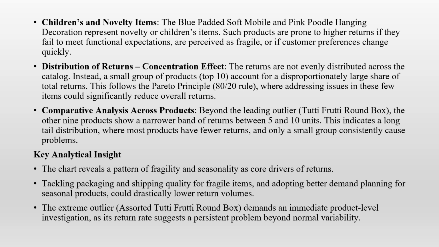Now, analytical insight. The chart revealed a pattern of fragility and seasonality as core drivers of returns. Tackling packaging and shipping quality for fragile items and adopting better demand planning for seasonal products could drastically lower return volumes. The extreme outlier, that is the assorted tutti frutti round box, demands an immediate product level investigation as its return rate suggests a persistent problem beyond normal variability.